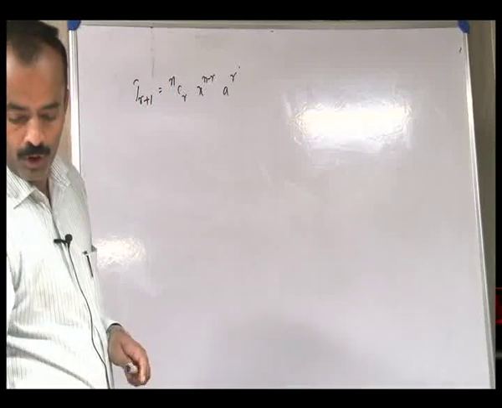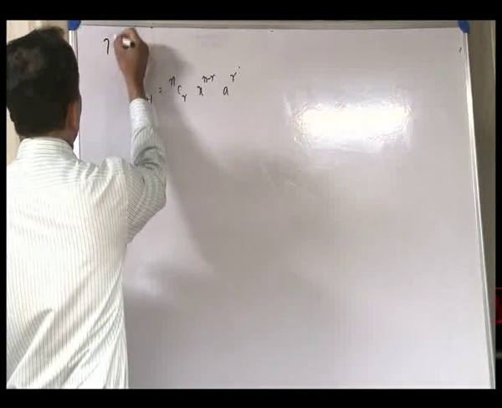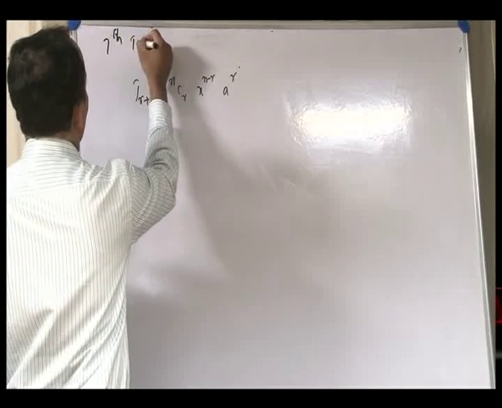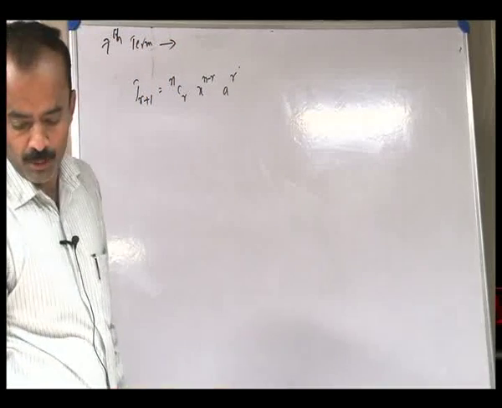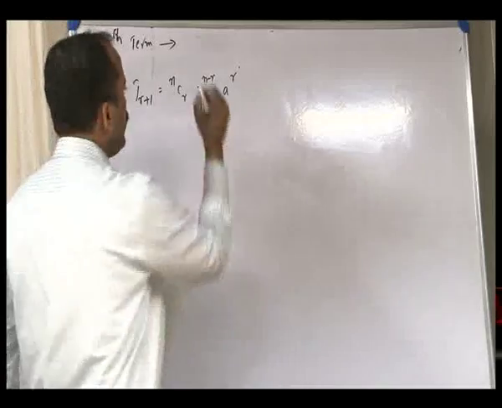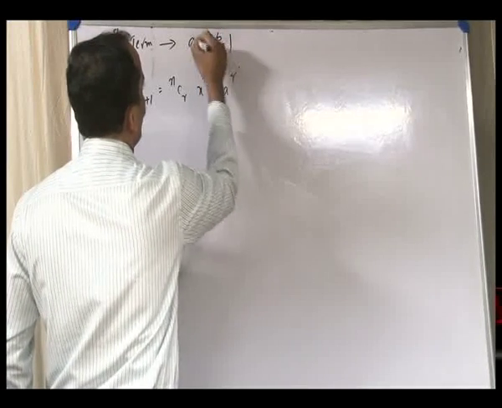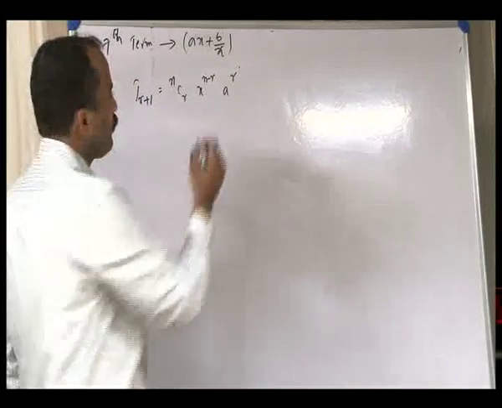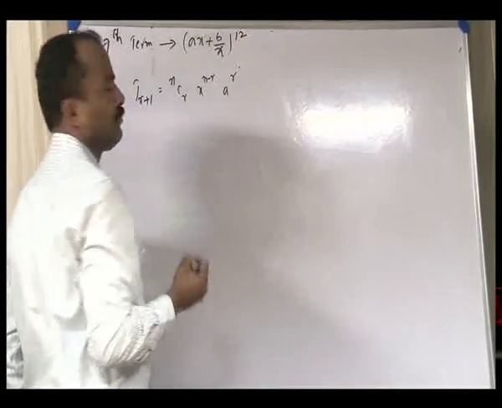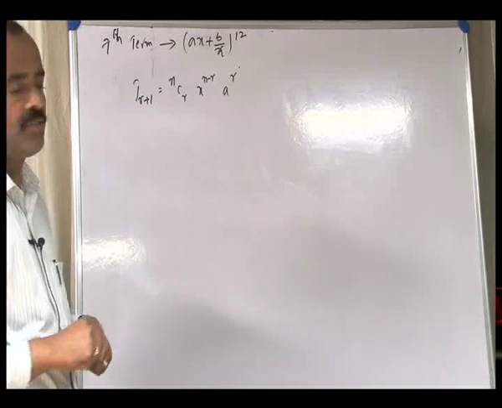Find the seventh term in the expansion of (ax + b/x) whole to the power of 12. Directly we have to find the seventh term in the expansion.